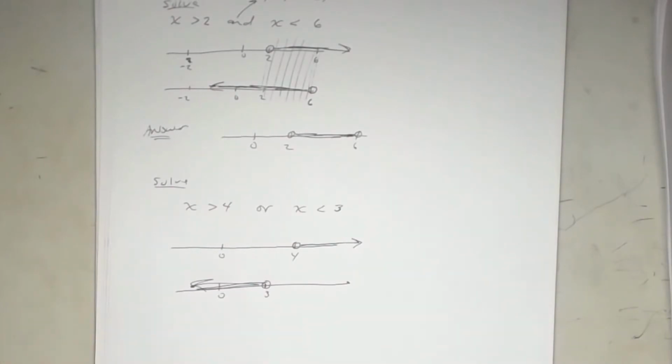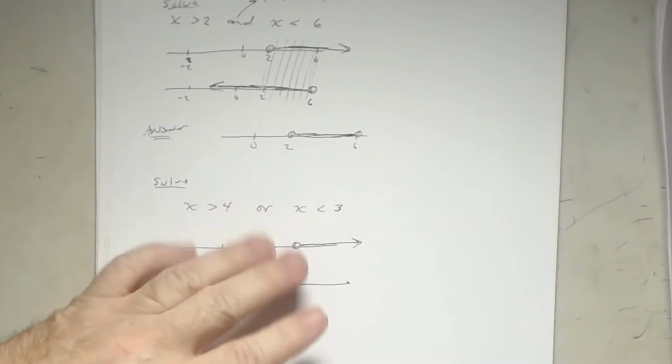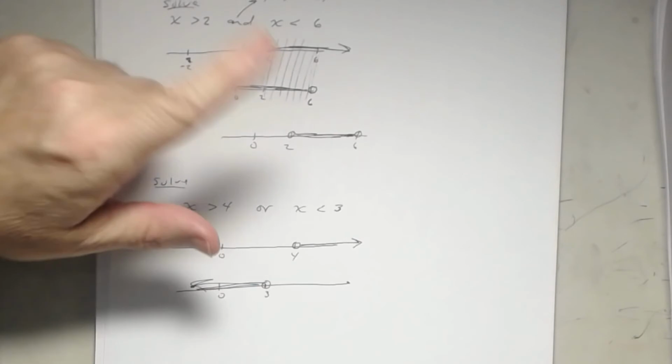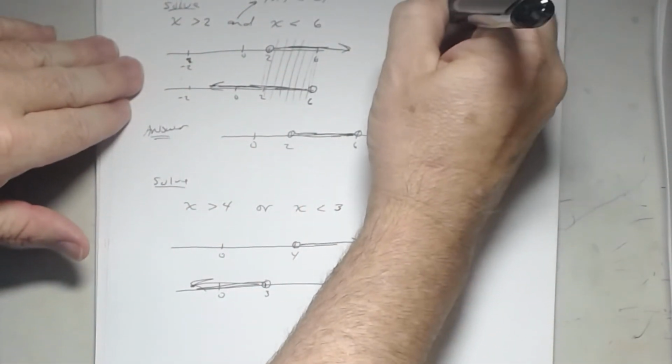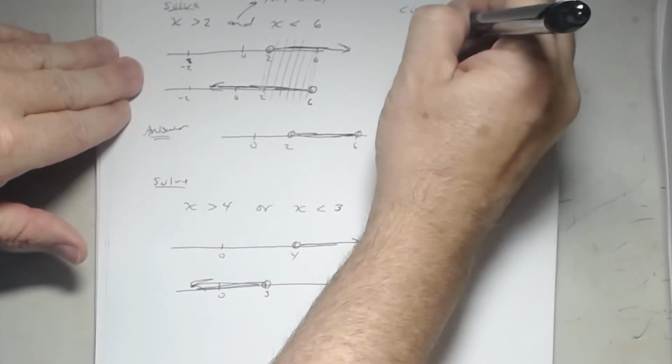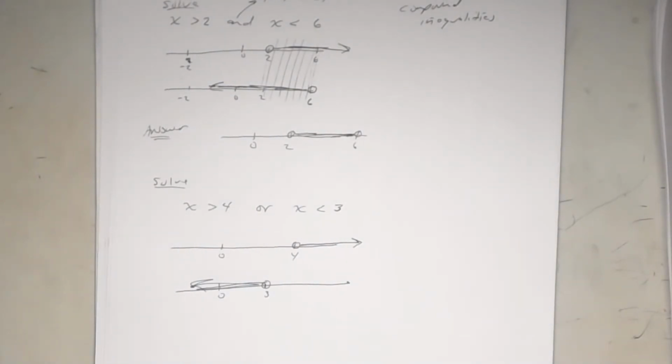All right, now let's talk about what we just did. So what eventually I'm trying to do is this. I'm trying to find the solutions to this statement. Now, when you have two or more inequalities joined by the word and or or, these are called compound inequalities. So we're dealing with compound inequalities. So a compound inequality is where you have two or more inequalities joined by either the word and or the word or. So I'm trying to solve this compound inequality.